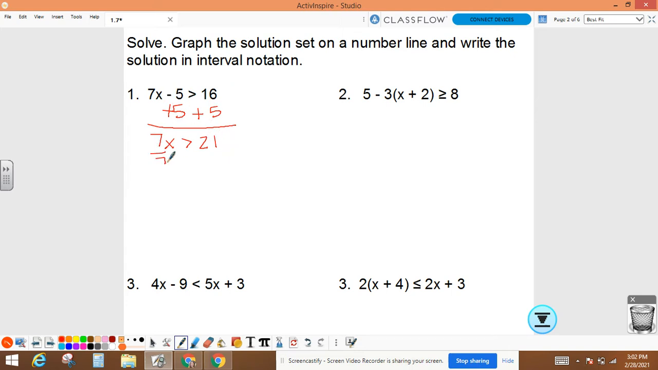Okay, so we add 5 to both sides. Then we divide by 7 on both sides. And we get that x is greater than 3.